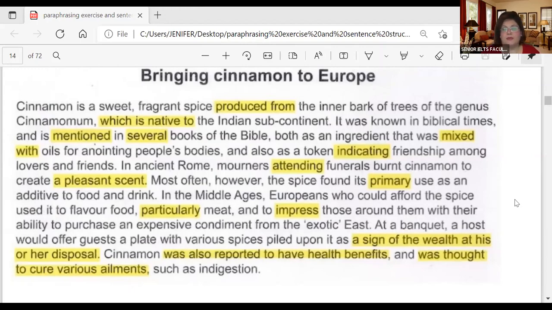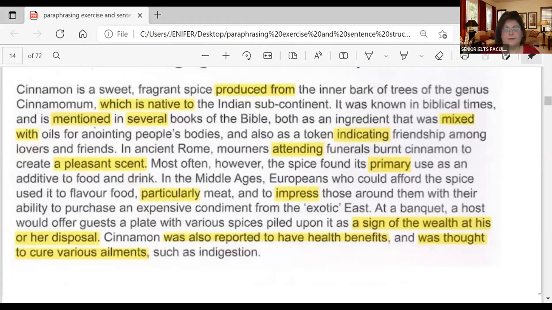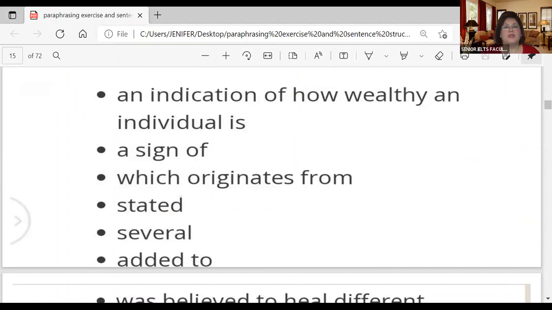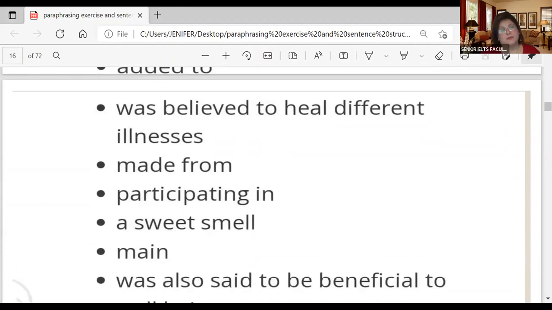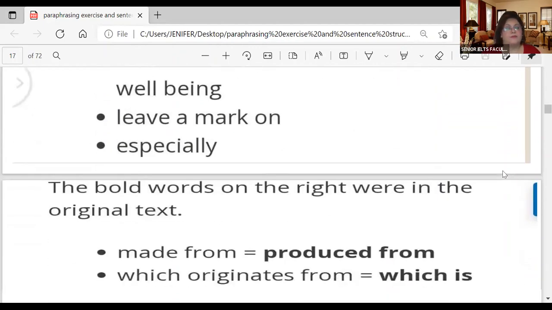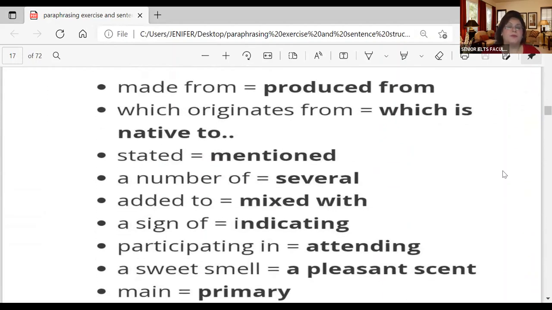Now let me show you something. These are the words: an indication of how wealthy an individual is, a sign of which originates. You have to match it. This is what I meant. See, produce from, made from. Which is native to — this was in a paragraph. So uska meaning hai, which originates from. You can take the screenshot, guys.